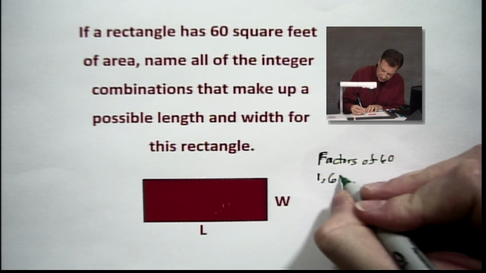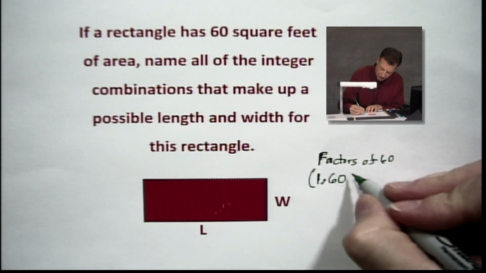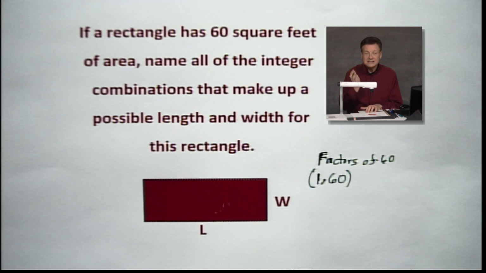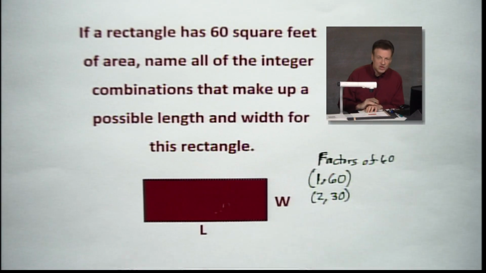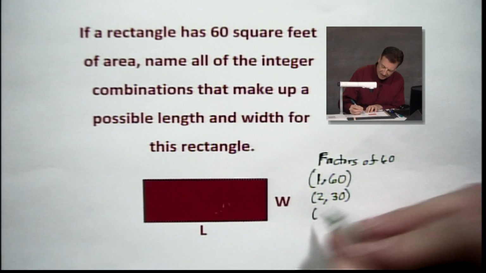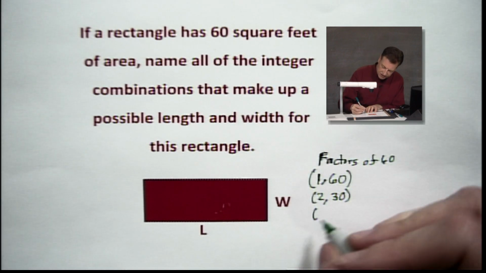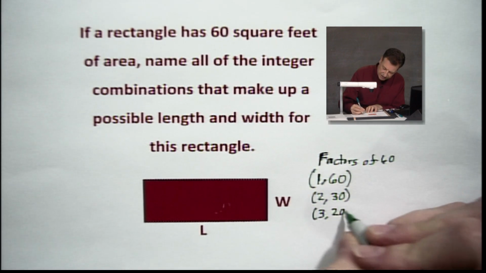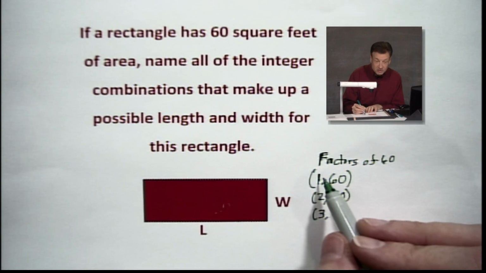1 and 60. 1 and 60 work together very well. That's one option. Well, 60 is even, so we can do 2. And how about 30? 2 and 30. There we go. Looking good. 3 will divide into there. 3 divides into 6 evenly, and 0 just goes along for the ride. So how about it? We can use 3 and 20.